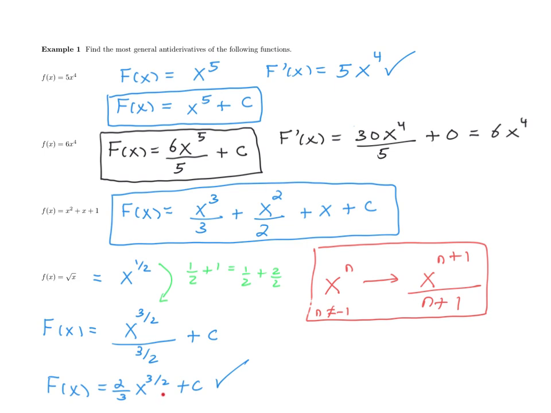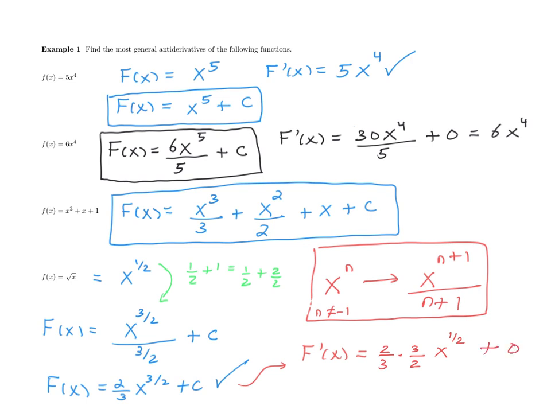Before moving on, let's make sure this worked by taking the derivative of this equation. So we're going to check our work for this last part here. F prime of x is equal to, okay, there's a 2/3 here, and you're going to bring the 3/2 down front. That is 2/3 times 3/2 times x. If you subtract 1 from 3/2, you get 1/2. And the derivative of c, a constant, is 0.